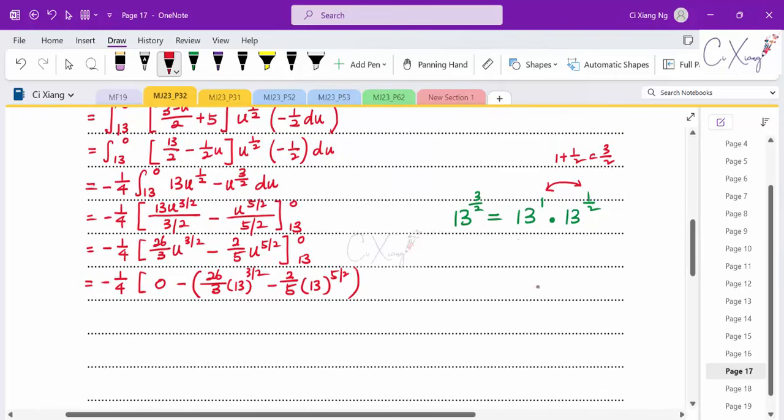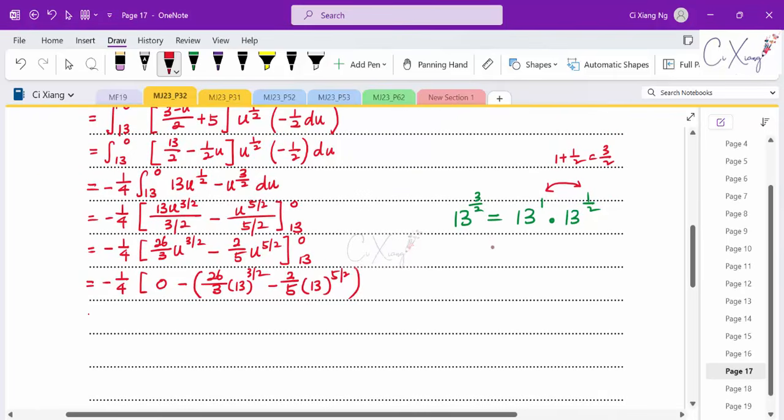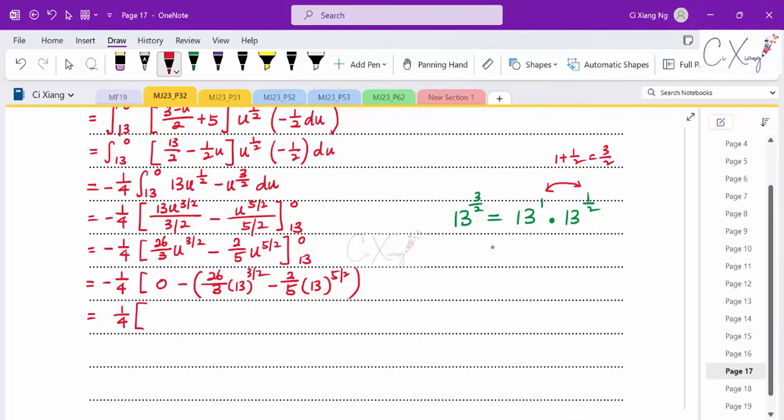Therefore after I simplify this, I will multiply inside. The negative and negative cancel off, so I'm having 1 over 4. Then 26 over 3, then 13 multiply with 13 power 3 over 2. When I write out, I'm having 13, then 13 power half, which I can write as square root 13, easier for us to do the calculation later. So I'm having 13 here, then minus 2 over 5.